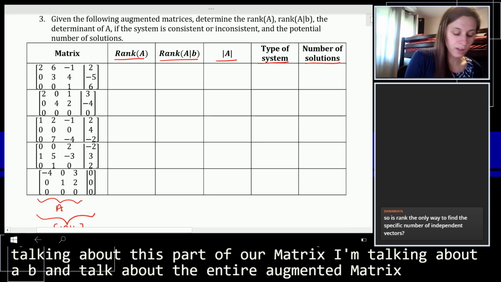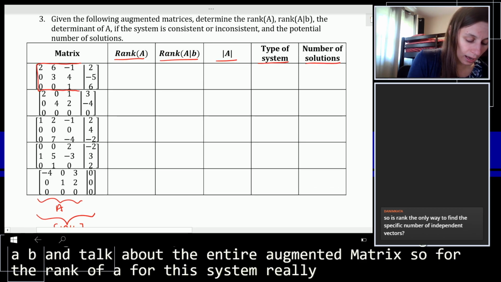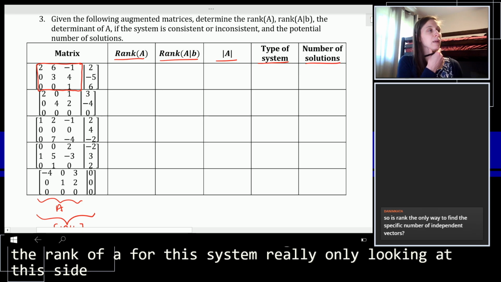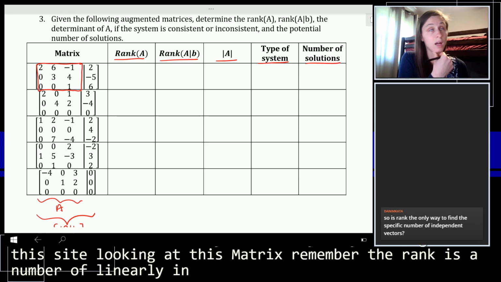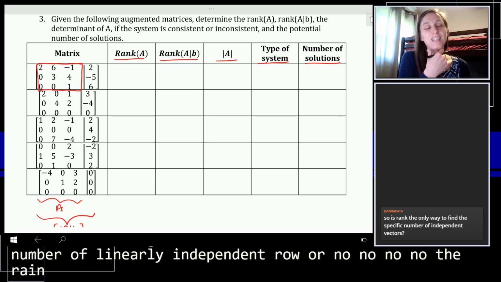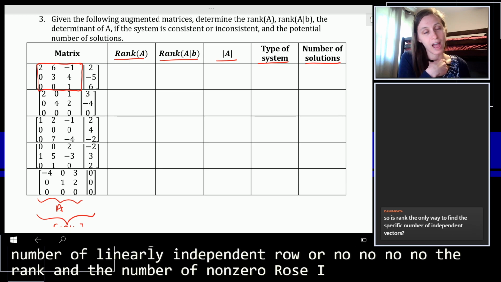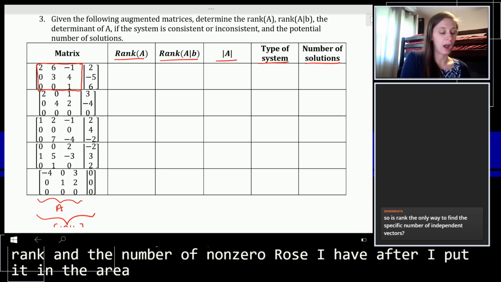So for the rank of A for this system, I'm really only looking at this side. I'm looking at this matrix. Remember, the rank is the number of non-zero rows I have after I've put it into REF. I already have it in REF.